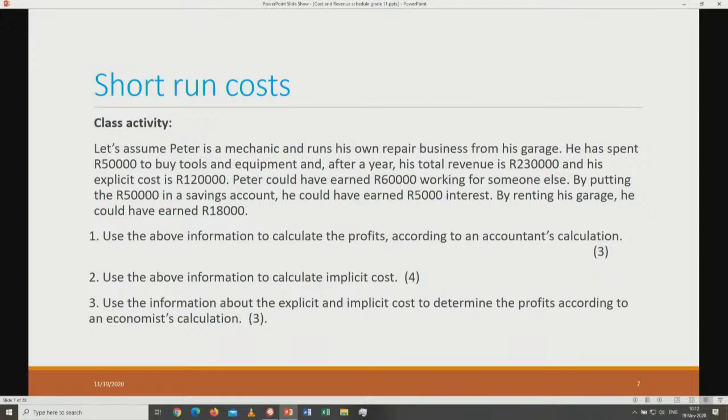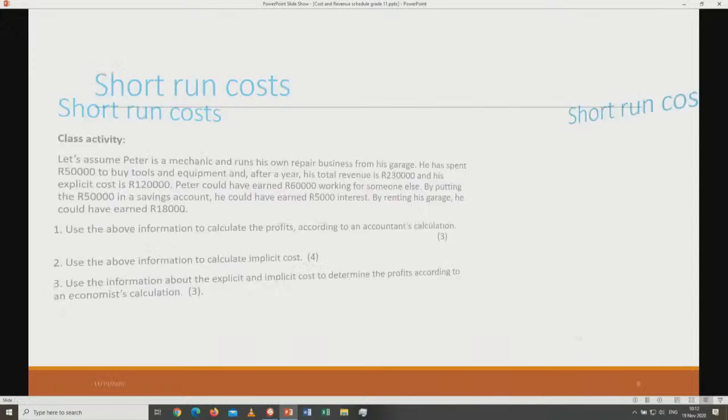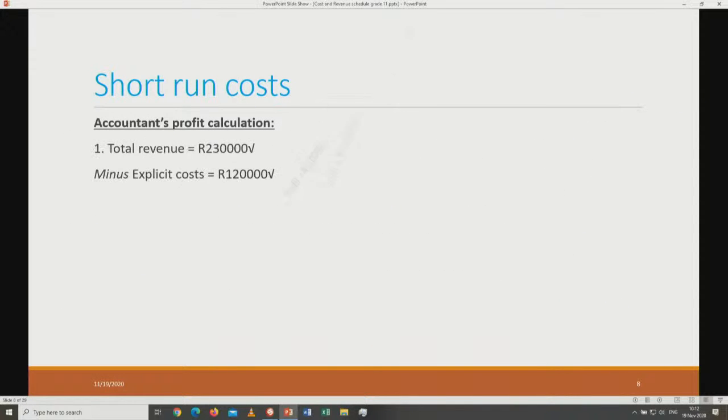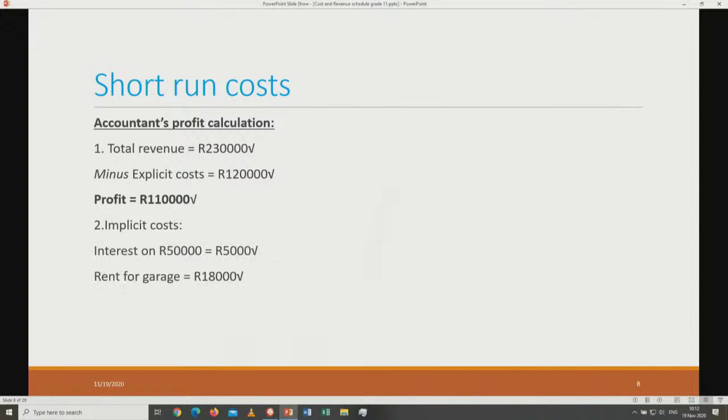Use the information about the explicit and implicit cost to determine the profits according to an economist's calculation. In number one, we calculated the profit according to an accountant's calculation. Number three, we are going to do the calculation according to an economist's calculation, which means we are going to calculate economic profit here. Now let's look at that again.